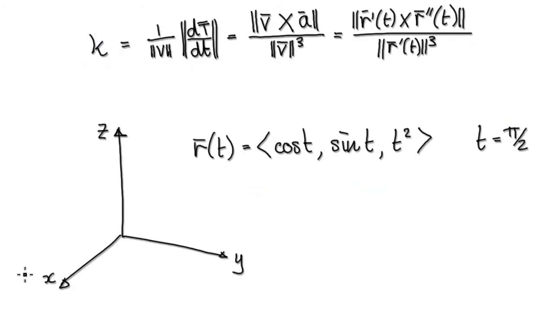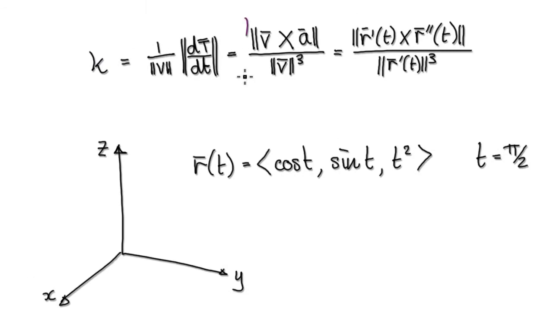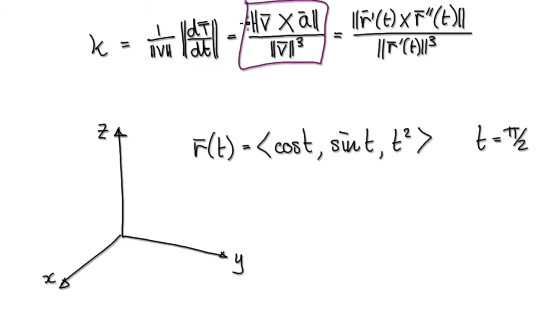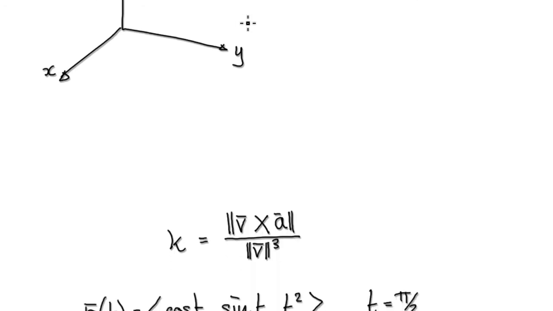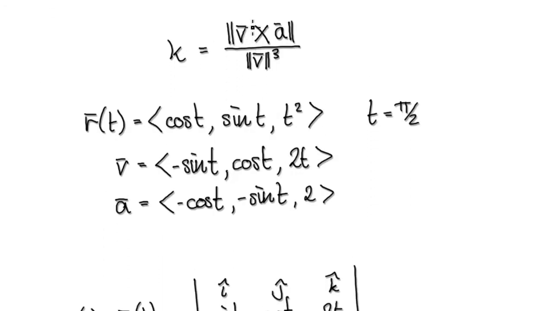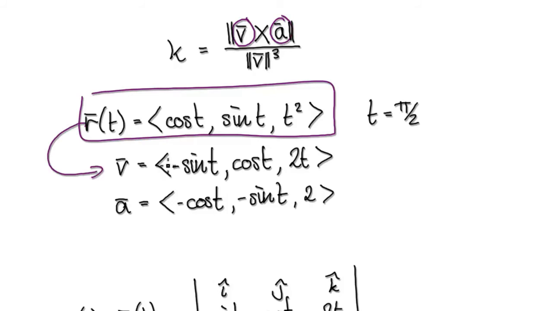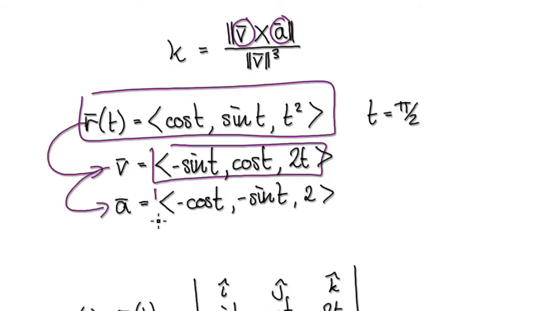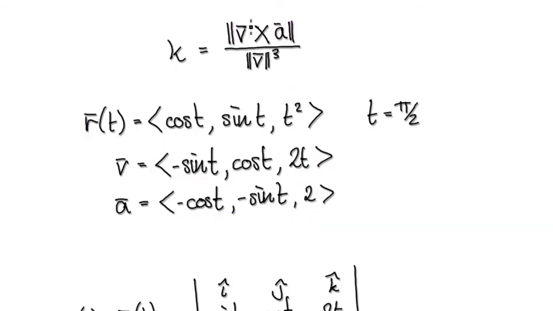Okay, so to do this, we are going to use this formula here. So using the formula, we need to compute the velocity and the acceleration. So looking at the position vector, differentiate it, that will then give you the velocity vector. Differentiate it again, that will then give you the acceleration. And then now we need to take the cross product of the two.